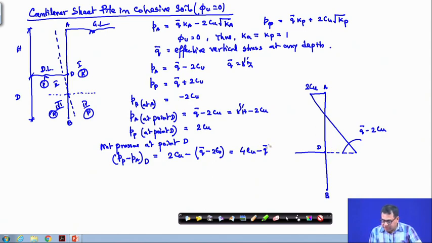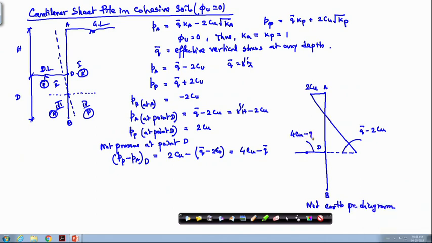It will shift from right side to left side at D point itself, because at D point itself your passive earth pressure is greater than the active earth pressure. It may depend on your soil properties. So, I can draw the net earth pressure diagram. I am drawing this value as 4 Cu minus Q bar. Okay. So, 4 Cu minus Q bar.